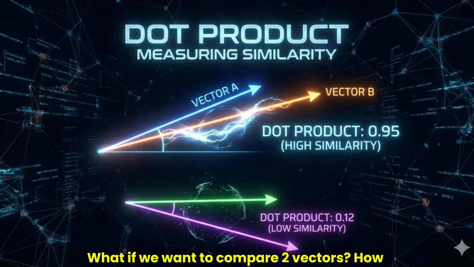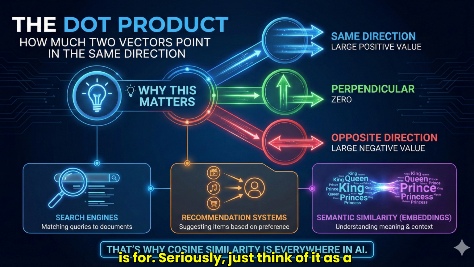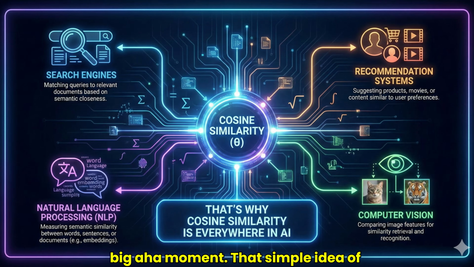All right, let's level up. What if we want to compare 2 vectors? How can we know mathematically if they're pointing in roughly the same direction? Well, that's exactly what the dot product is for. Seriously, just think of it as a similarity meter. You feed it 2 vectors, and it spits out a single number that tells you how they relate. If that number is big and positive, they're basically aligned. If the number is 0, bam, they're perfectly perpendicular, making a crisp 90-degree angle. And if it's negative, they're pointing away from each other. It's that simple.